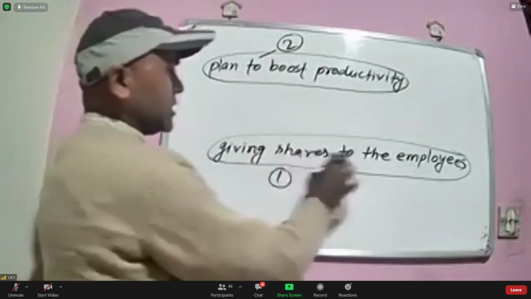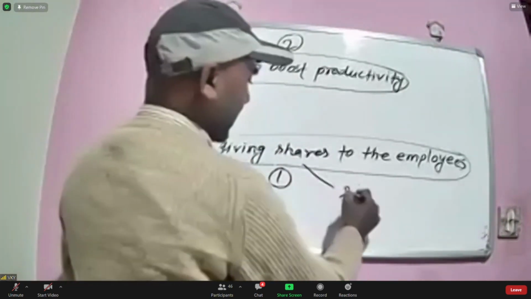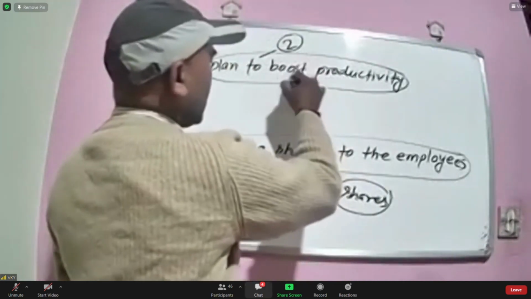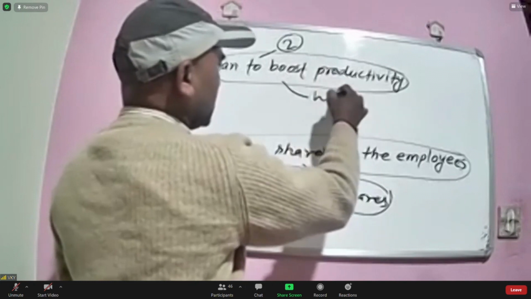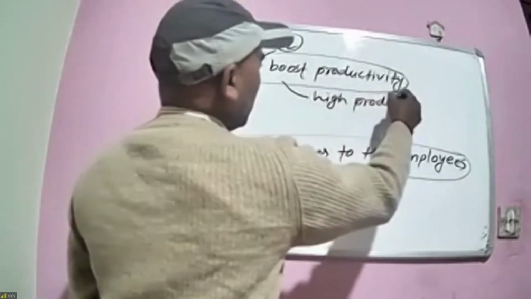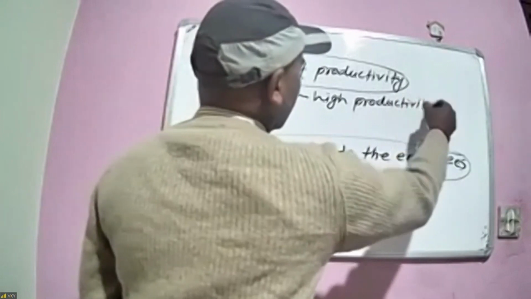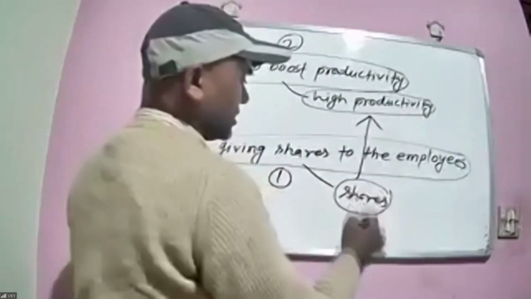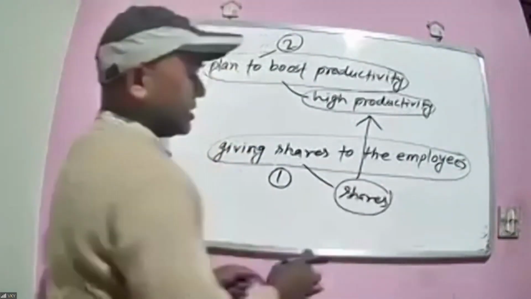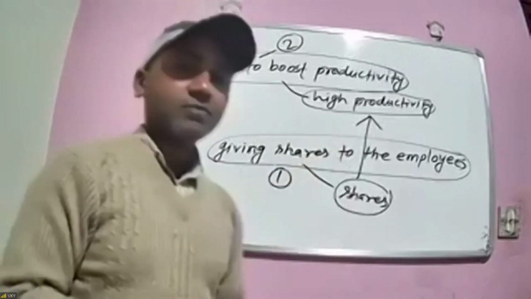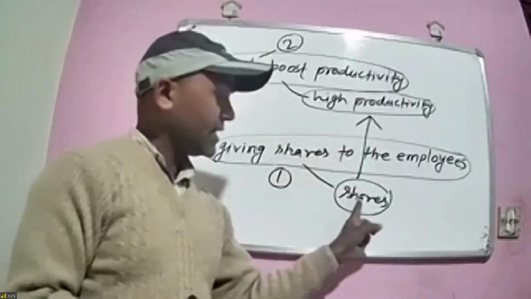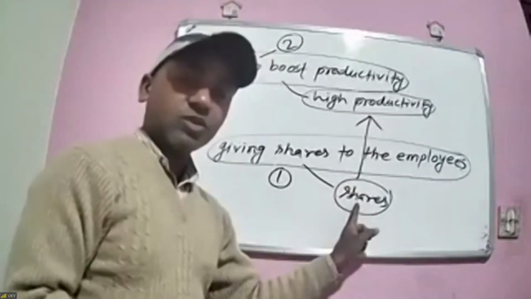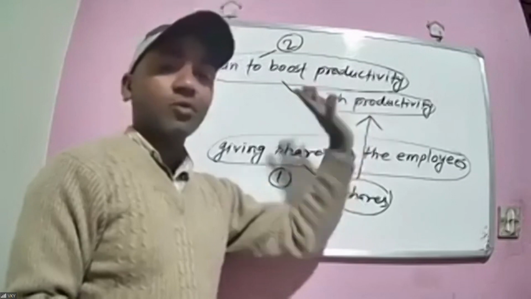I mean, giving shares to the employees. For this I write shares. And here it means high productivity. It means shares lead to high productivity. One idea is shares, another idea is high productivity. It means giving shares to the employees leads to high productivity.